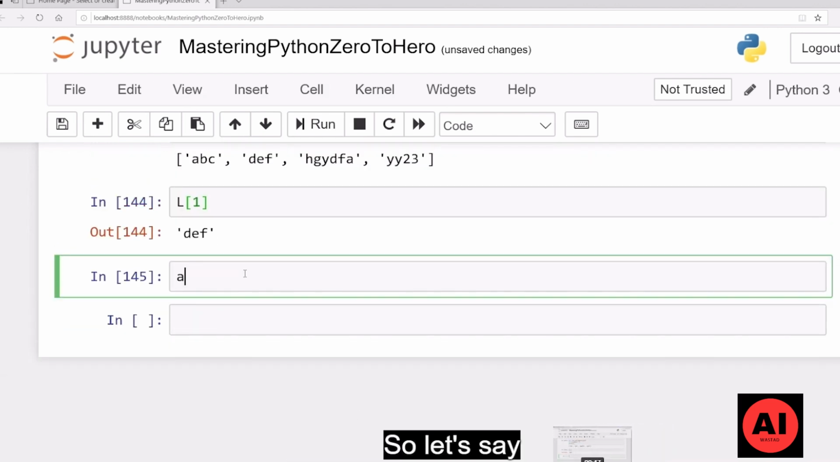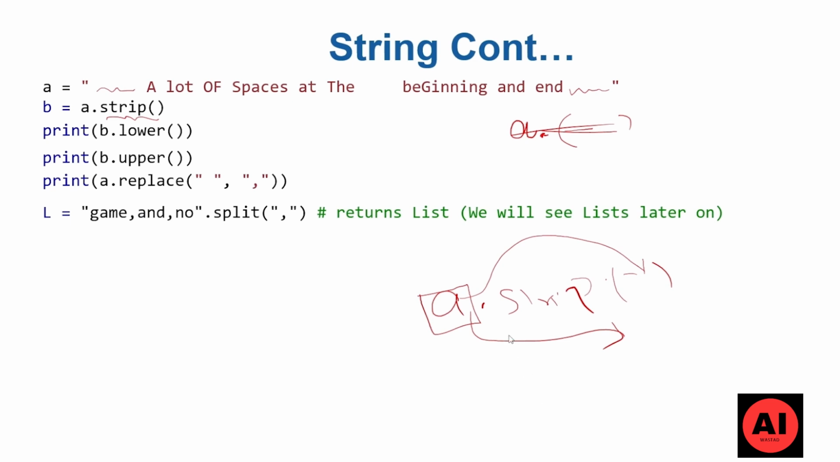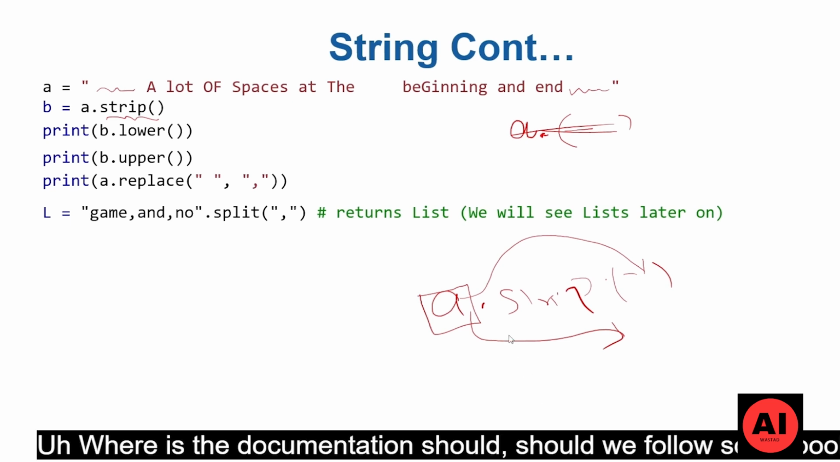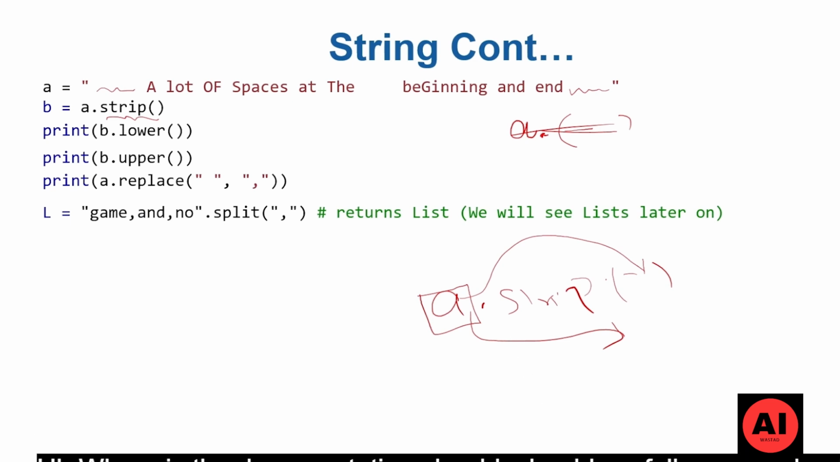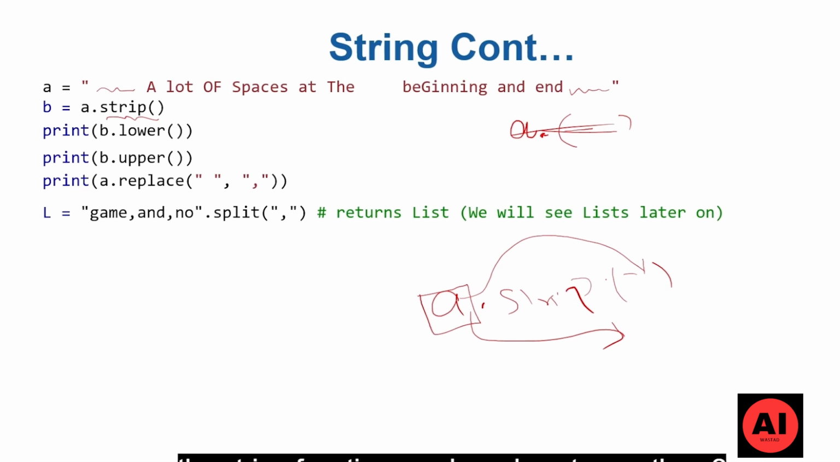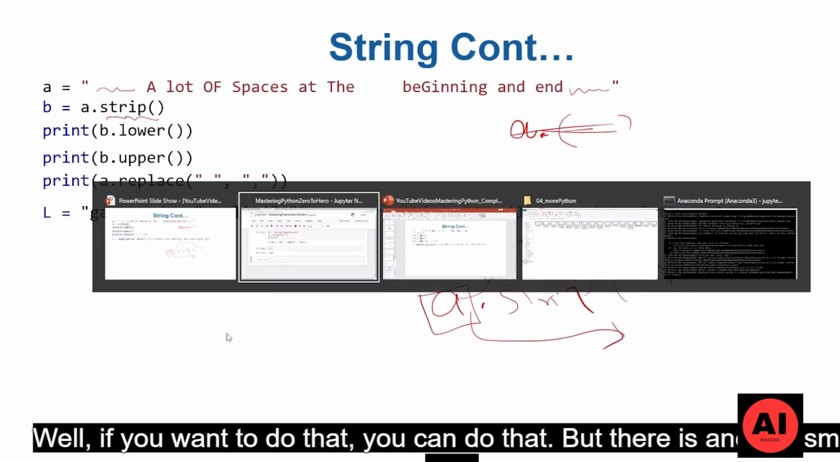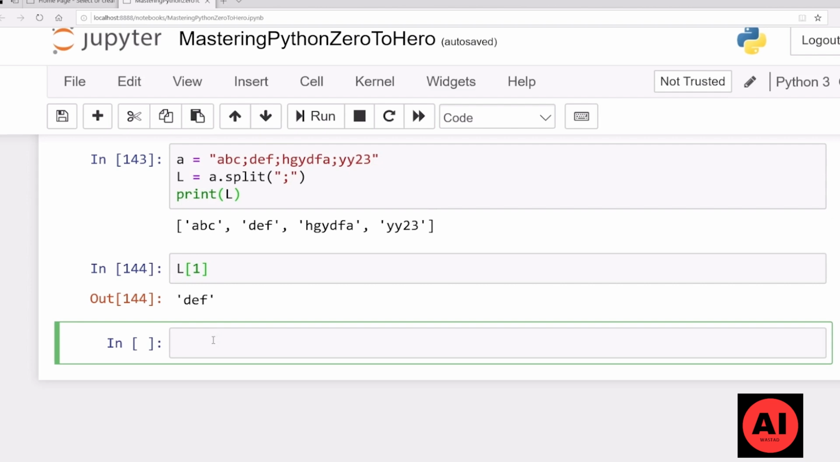So further, what we can do. So let's say a. What are the total number of functions? Where is the list? Where is the documentation? Should we follow some book? Should we go to some tutorial and find all the string functions and see how to use them? Well, if you want to do that, you can do that, but there is another smart way. Let's say a is a string that you know.